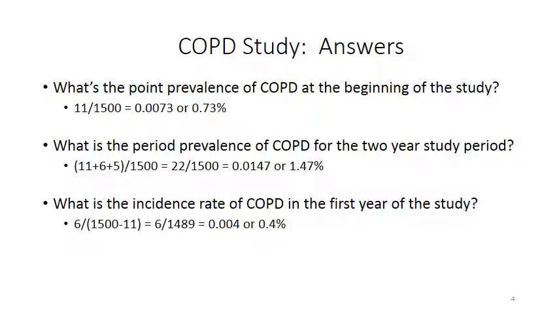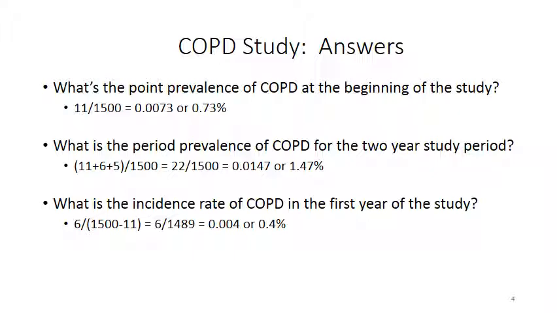What's the point prevalence of COPD at the beginning of the study? For point prevalence, we want to know the percentage of people with COPD at a given point in time. The numerator is 11 because there are 11 people diagnosed with COPD at the beginning of the study. The denominator is 1,500 since that is the total study population size. Therefore, the point prevalence is 11 divided by 1,500 or 0.73%.